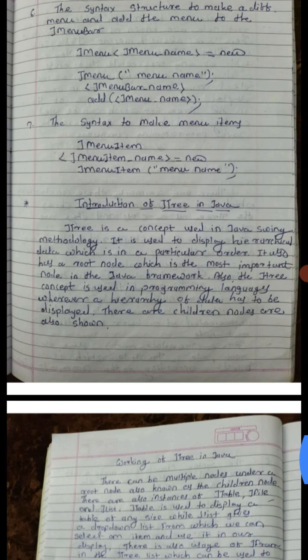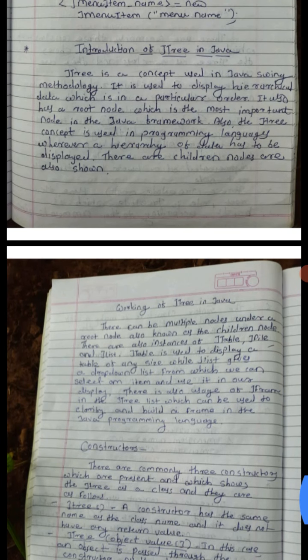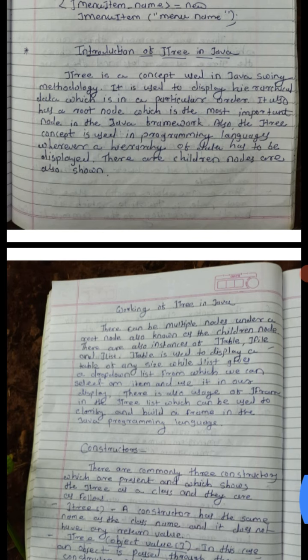Then next, introduction to JTree in Java. JTree is a concept used in Java Swing methodology. It is used to display hierarchical data which is in a particular order. It also has a root node, which is the most important node. The JTree concept is used in programming wherever a hierarchy of data has to be displayed. The children nodes are also shown.